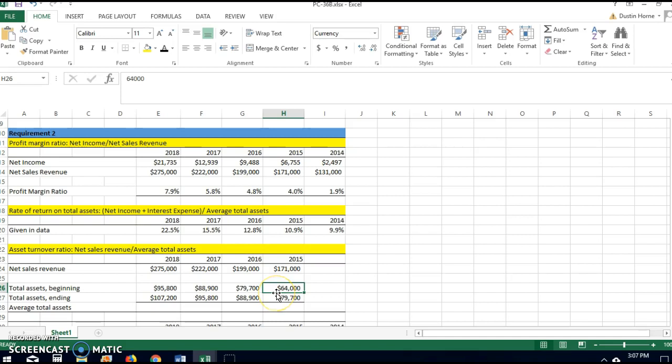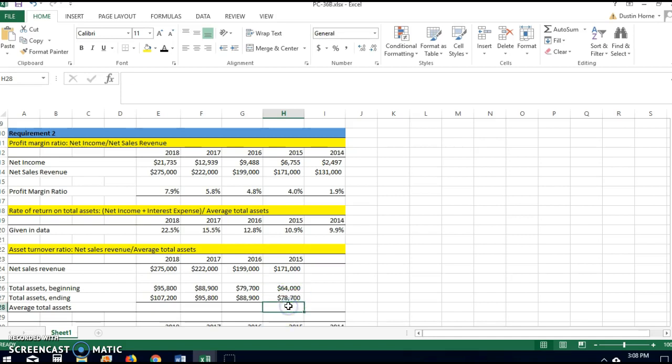If you look back on your financial summary, if you look in 2015 and you find total assets, you will see that I believe this is supposed to be 78. But if you look at 2014, it was 64,000. So that's your beginning. And then at the end of 2015, you had 78,700. So what we have to do is get an average of the two numbers. So 64,000 and 78,700, I believe. Let me make sure that's right.